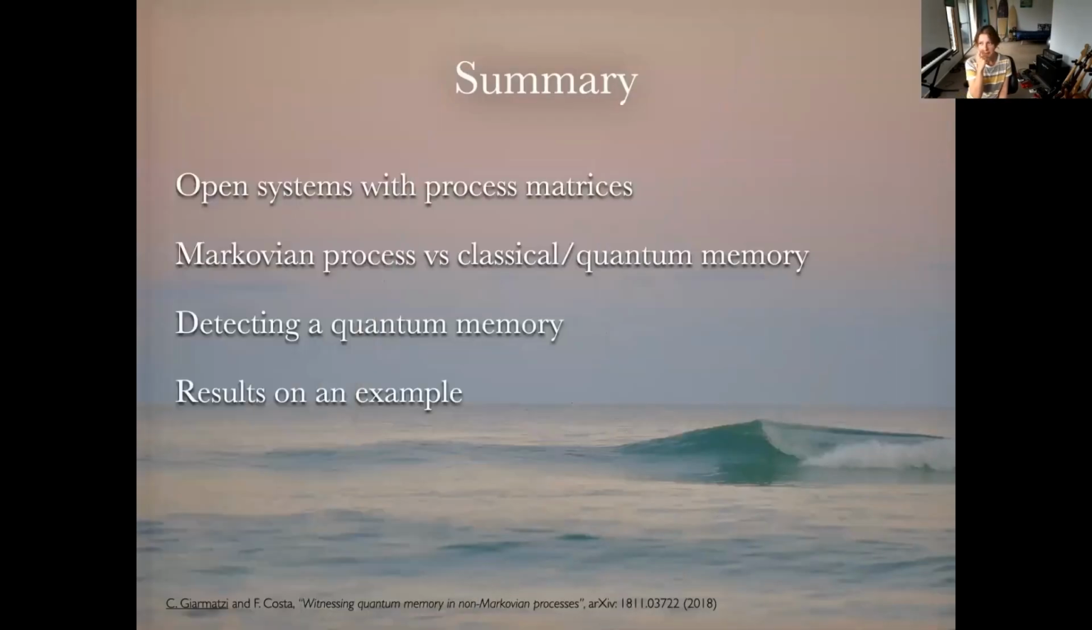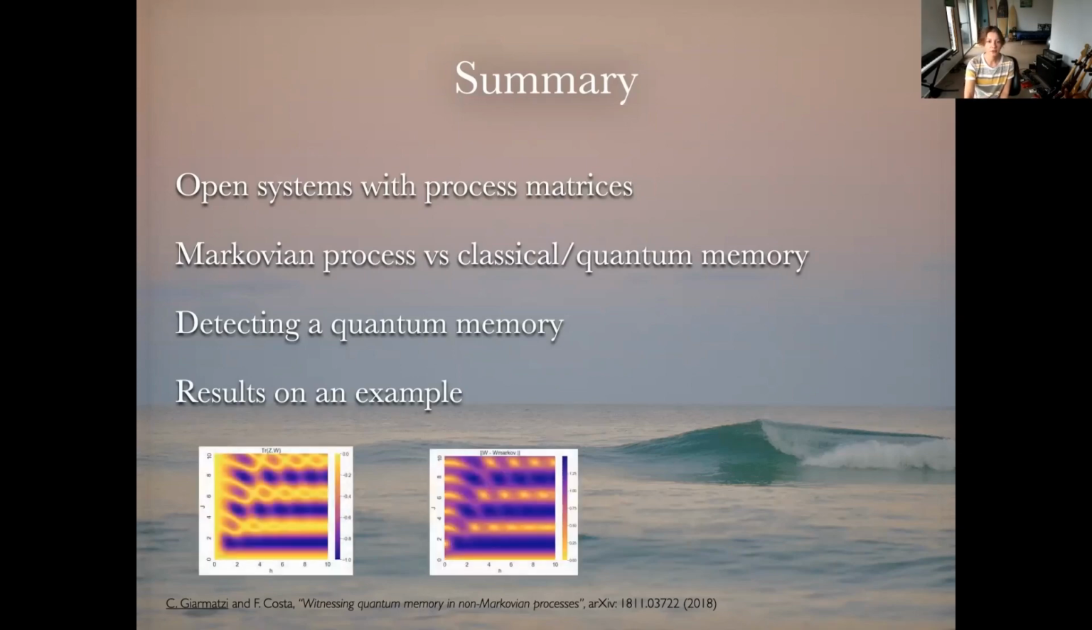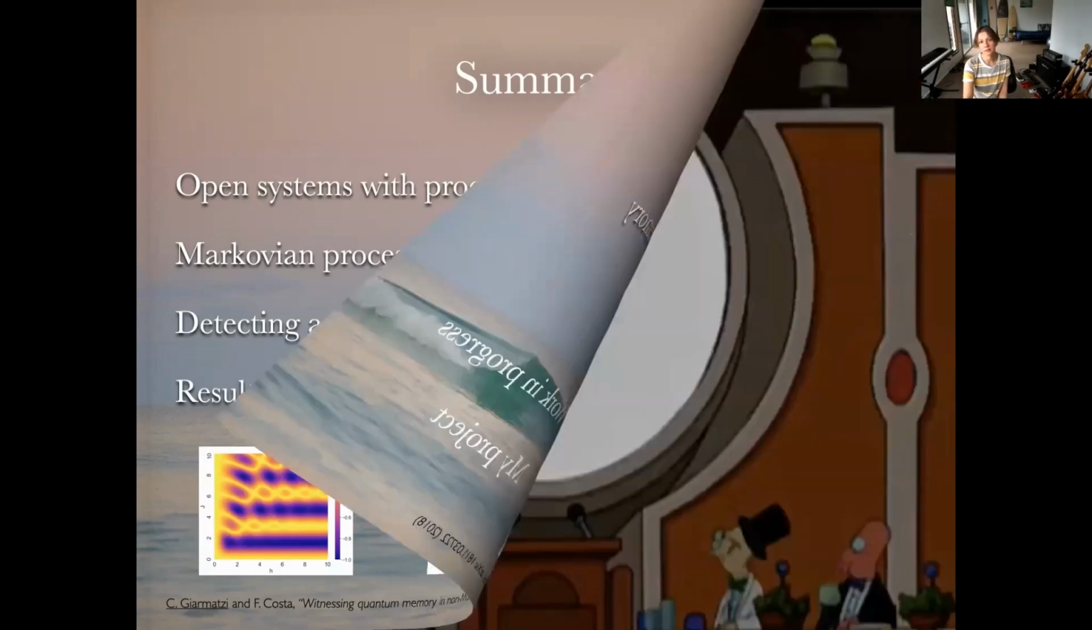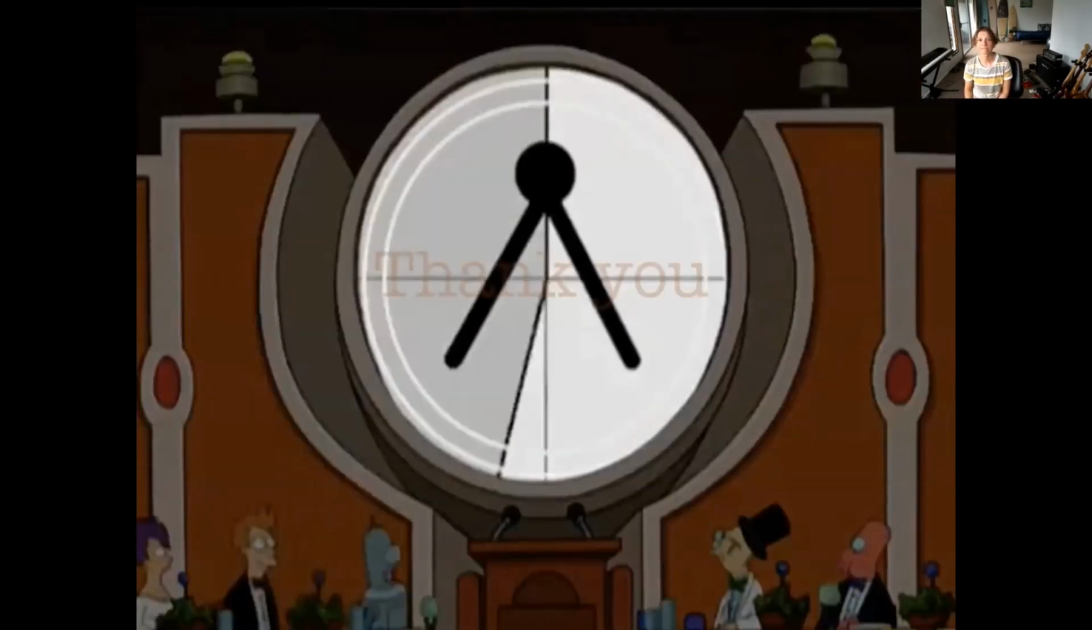So that's it. So what I've done is I've told you a new way of looking at open systems through process matrices. And through this description, I wrote what is a Markovian process and what is a process with classical memory, and how to detect quantum memory through this description. And finally, some pretty pictures with the results on an example we had, the work in progress, and my project. And that's it. Thank you.